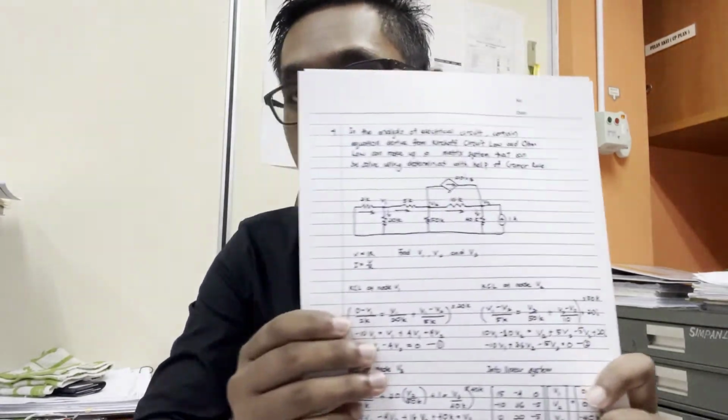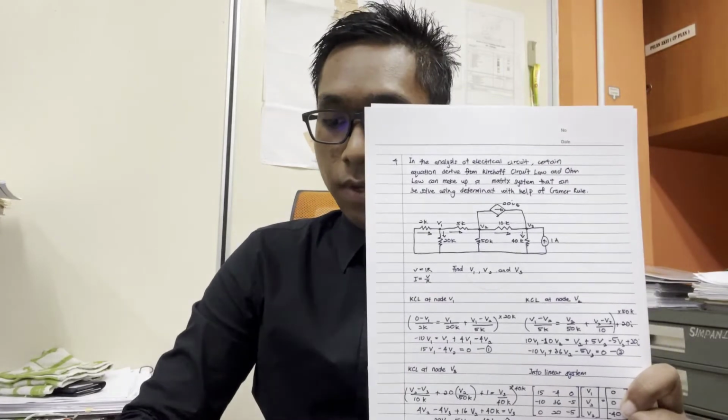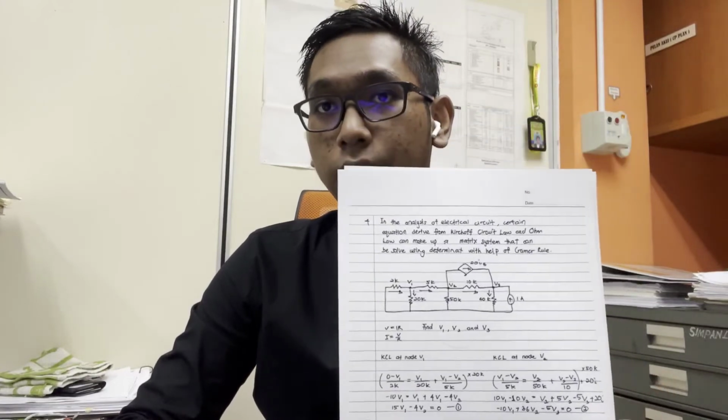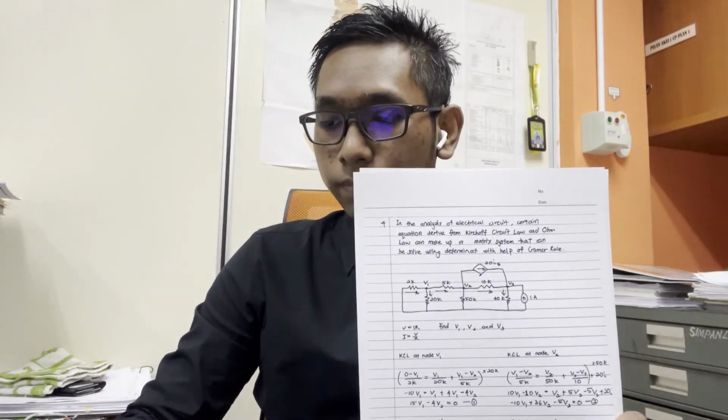At V1, we will get 15V1 minus 4V4 equal to 0. Then at V2, we are using the KCL also, and we will get negative 10V1 plus 36V2 minus 5V3 equal to 0. That is our equation for number 2. Then we use the KCL at node V3, and we will get 20V2 minus 5V3 equal to negative 40K. And then we will get the 3 equations.